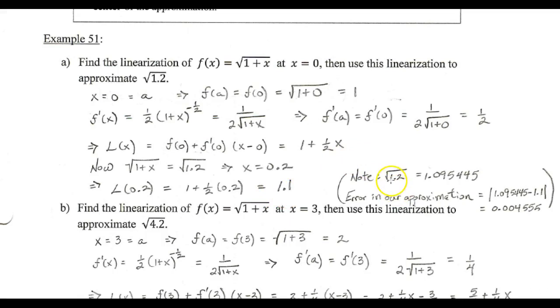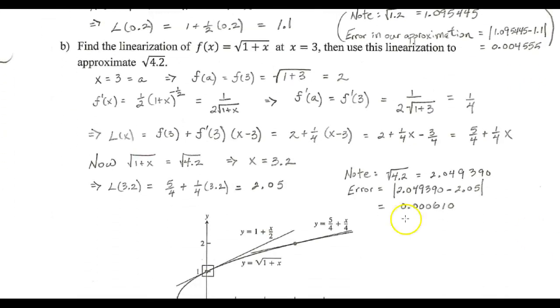And then for fun, I plugged the square root of 1.2 into my calculator to see that it's 1.095445. And so we found our approximation with this simple plugging into our linearization to be 1.1, which is a pretty darn good approximation. Notice that it's only off by 4 1/1000ths. Very good approximation.